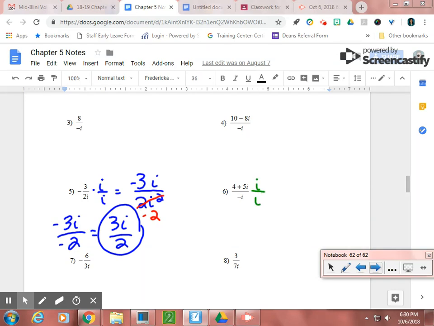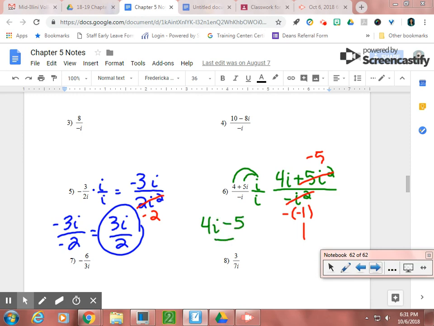Multiplying this by i over i goes to both. 4i plus 5i squared, with the denominator negative i squared. So this is going to give you a negative 5. This is going to give you the negative of negative 1, which is 1. So you don't need to write a denominator with this. You can just write it as 4i minus 5, and that's your answer to this.